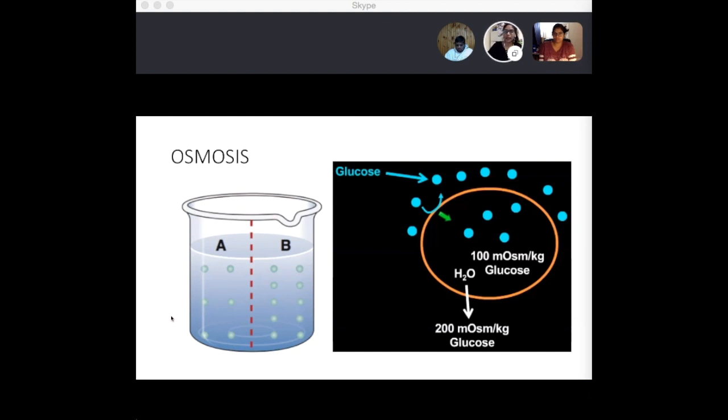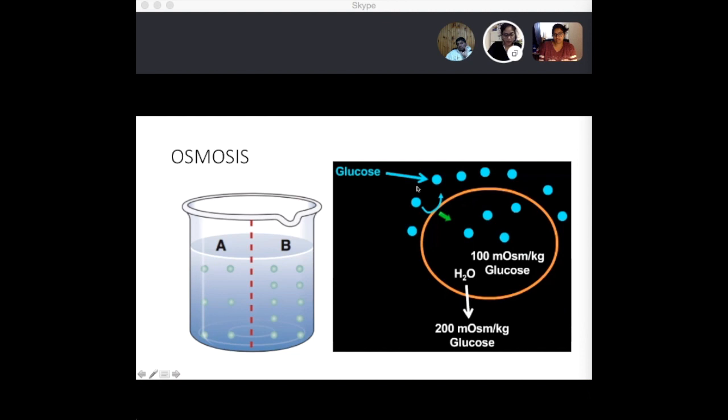So it's highest on side A. Water is highest on side A. So it's going to move to side B, where the water concentration is low. And then on the right-hand side picture, we're looking at a cell that's distinguished by the orange. And we're saying that glucose is the particle that we're looking at.